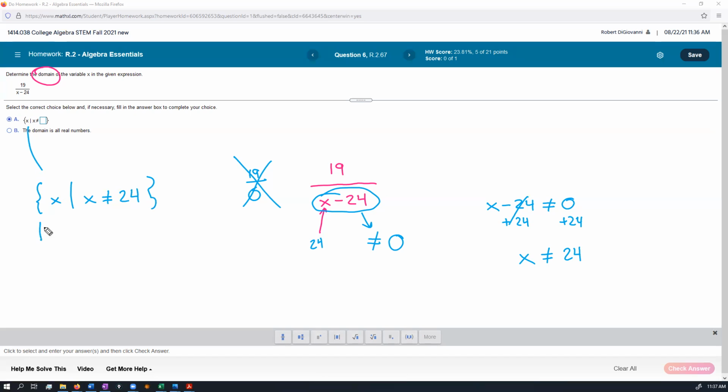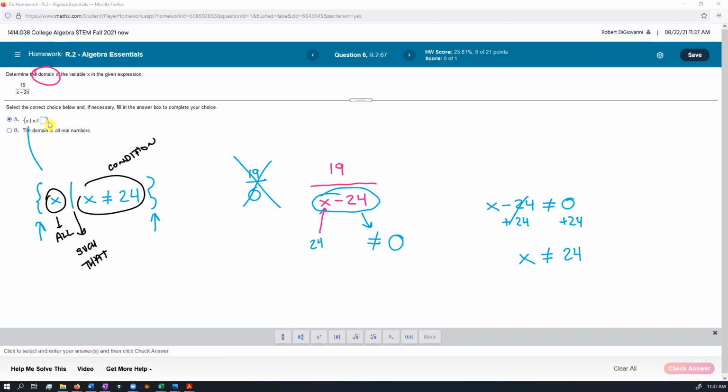This set of braces here tells you that we have a set of numbers, and the set of numbers that we're looking at are all the values of x. Okay, all the x values that you can think of. This means "such that," and this is the condition you have. So we're saying the set of all numbers x such that x can just not be equal to 24. If it's 24, we have a problem.